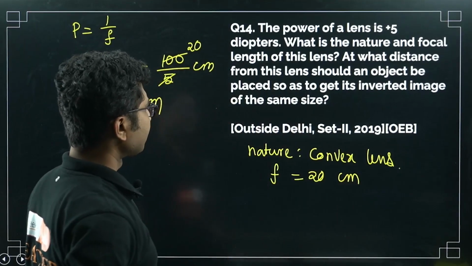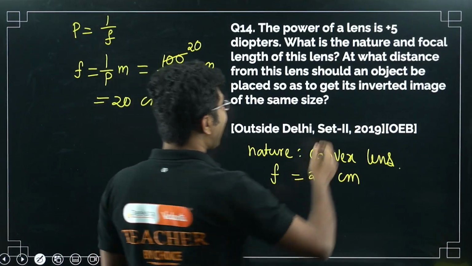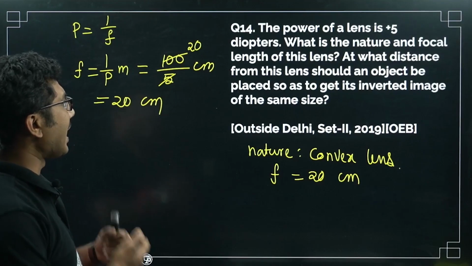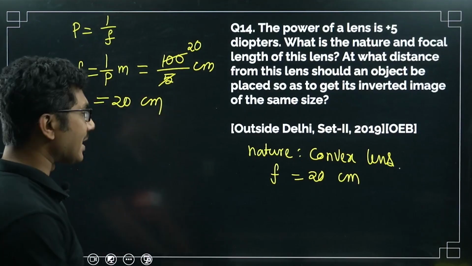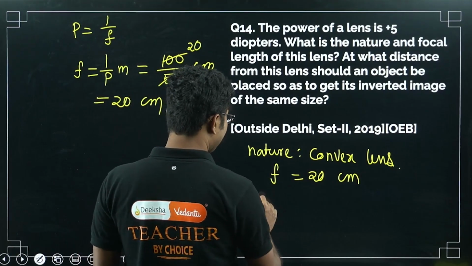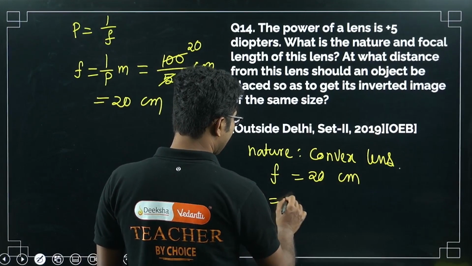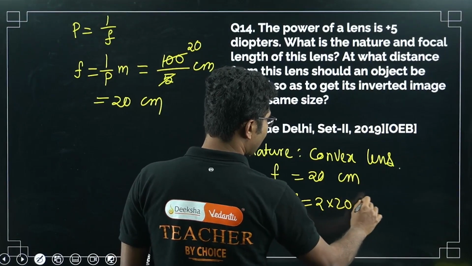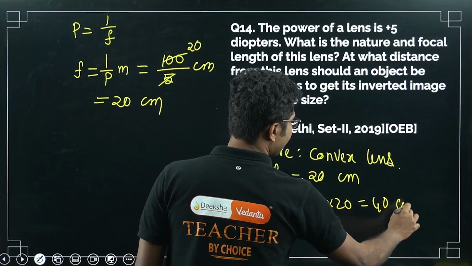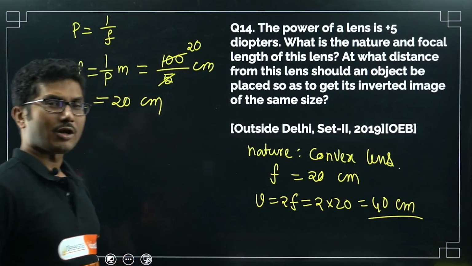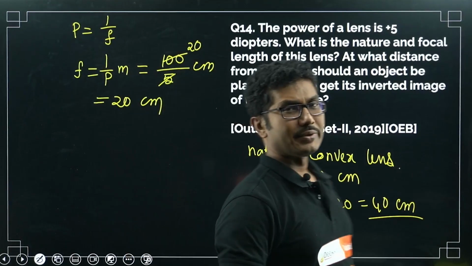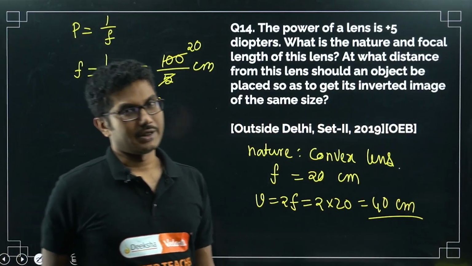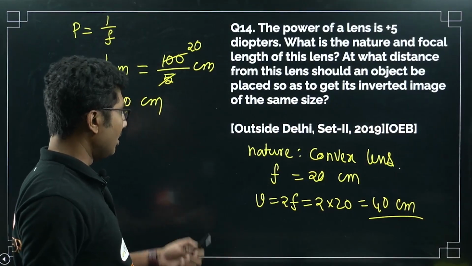Now what is the next part? At what distance from this lens should an object be placed so as to get an inverted image of the same size? Inverted image of the same size means the distance will be twice the focal length, that is 2 times 20, that is 40 centimeter from the lens. If we place an object 40 centimeter from the lens, we will get an image of the same size as the object but inverted, right? So this is the rule.